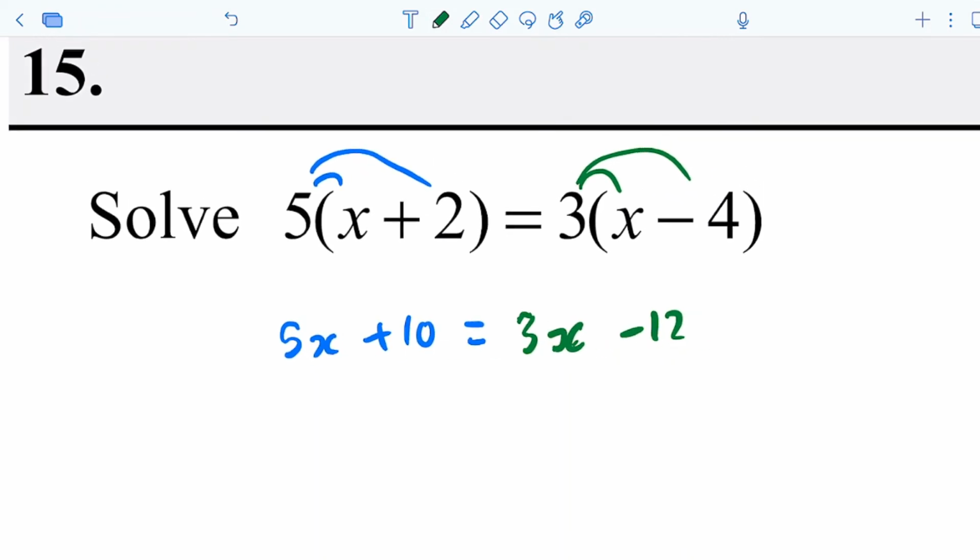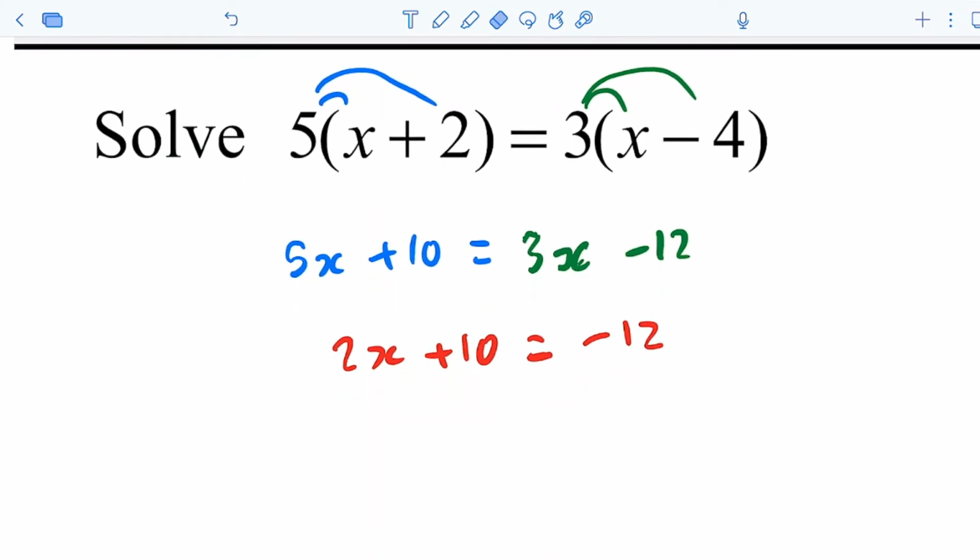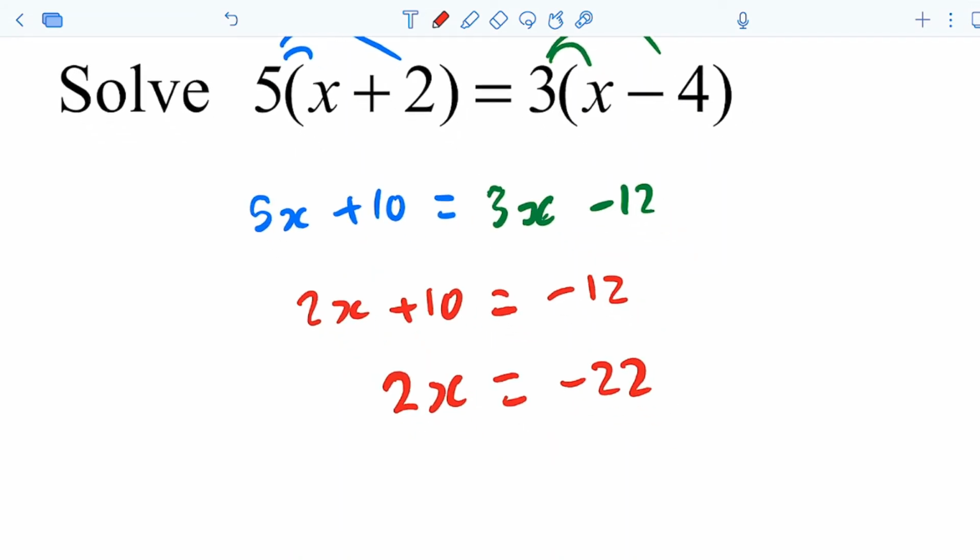Okay, and then from here it's exactly the same as all the previous questions. We just need to get the x's to be on one side of the equal sign, and then just the numeric values to be on the other. So we're going to take away 3x from both sides, and that leaves us with 2x plus 10 is now equal to negative 12. And then taking 10 away from both sides, we get 2x is equal to negative 22. So therefore, dividing both sides by 2, we get x to be equal to negative 11.